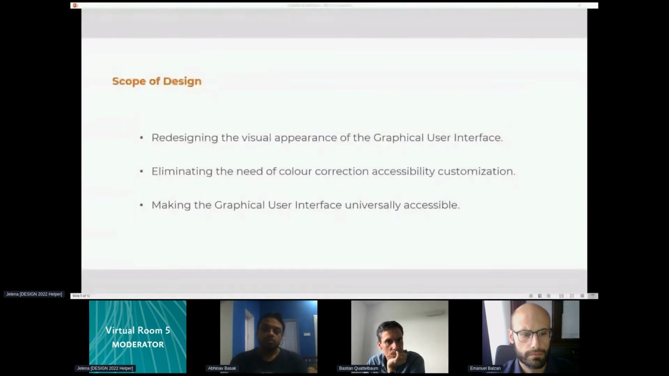Here, the scope of design is redesigning the visual appearance of the graphical user interface by identifying the visual elements that could cause confusion to colorblind users, eliminating the need for color correction, accessibility, and customization, as this is a complex process, making the graphical user interface universally accessible to both users with color vision deficiency as well as normal color vision.